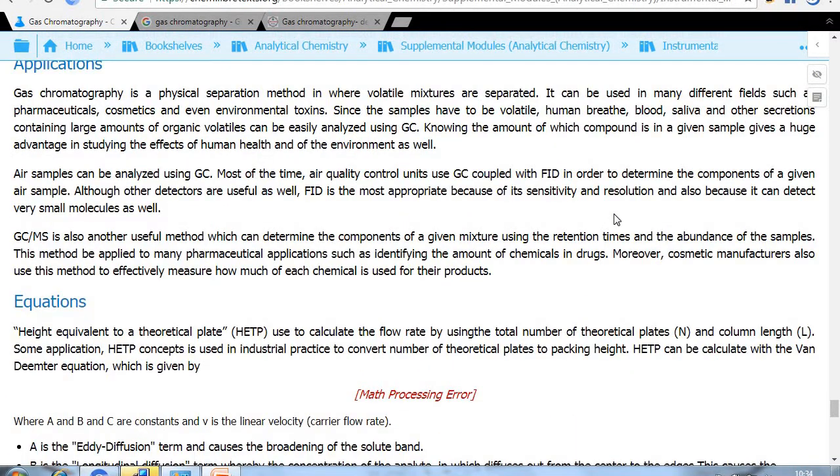One more thing, in gas chromatography, the mobile phase which you are going to use is chosen based on the Van Deemter plot. Whichever gas has a very low HETP, that gas is preferred.